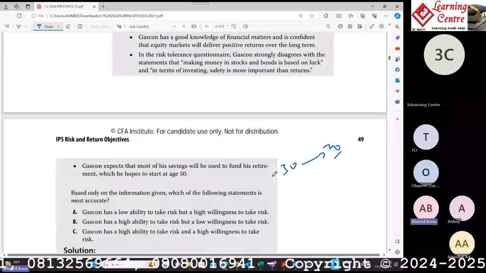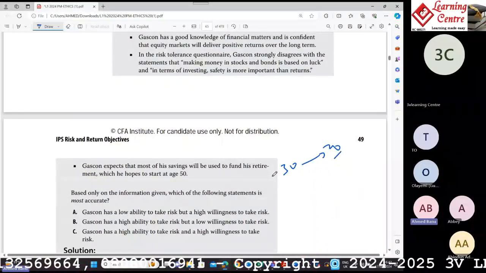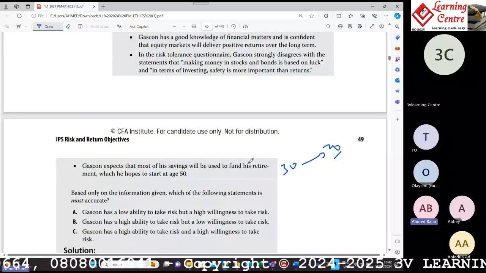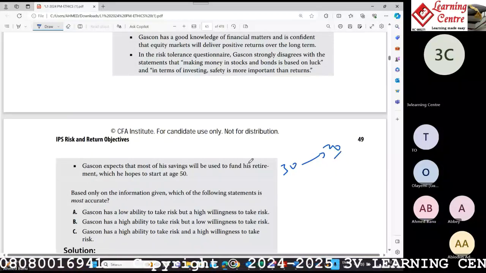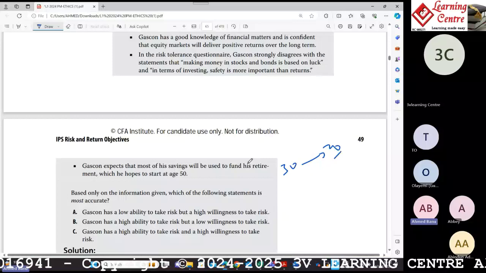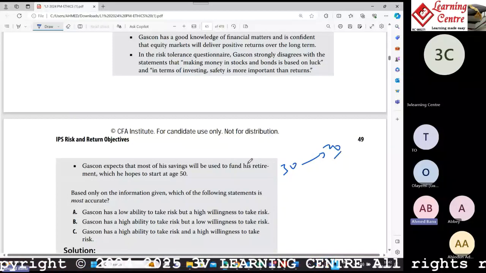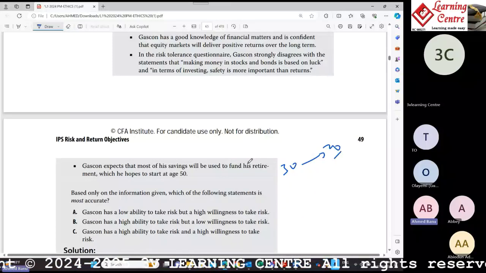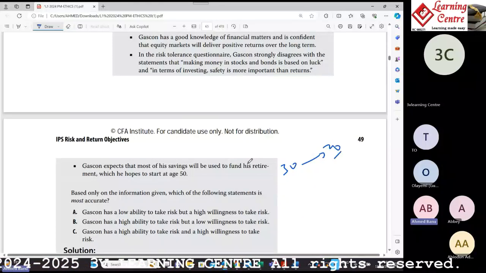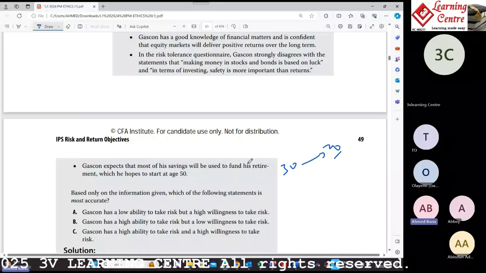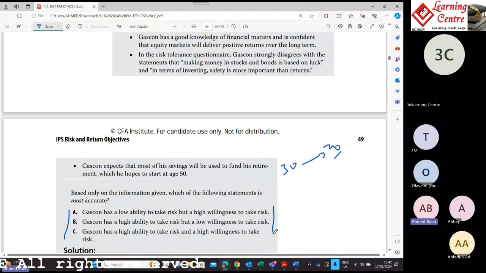Based only on the information given, which of the following statements is accurate? A. Gascon has a low ability to take risk, but a high willingness to take risk. B. Gascon has a high ability to take risk, but a low willingness to take risk. C. Gascon has a high ability to take risk and a high willingness to take risk. What is the answer, in your own opinion?